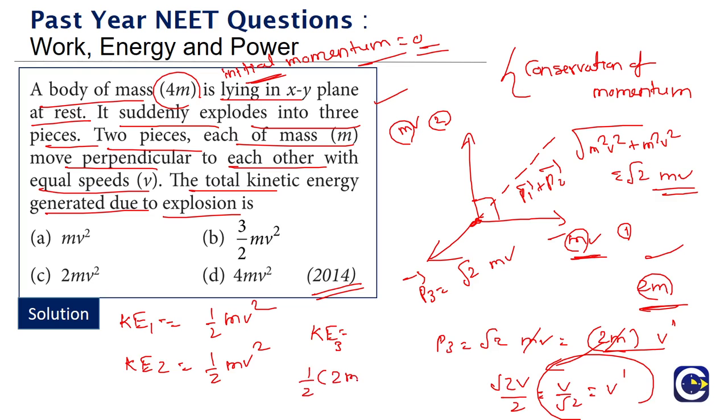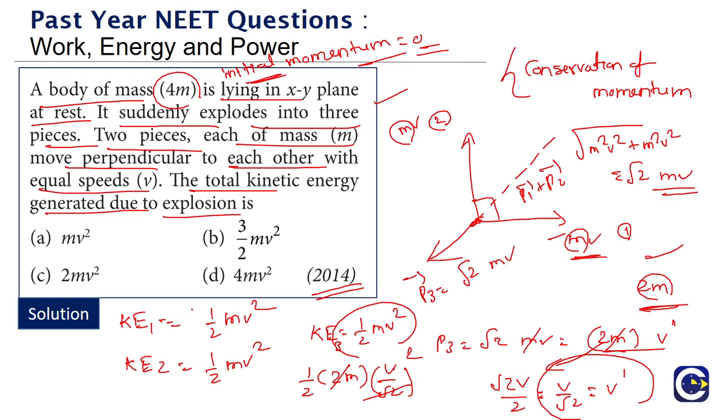So kinetic energy of the third particle will be half into its mass, which is 2m, into velocity square, which is v by root 2 the whole square. If you square it, it will be v square by 2. So 2 we can cancel. Then we'll essentially have half m v square. So numerically the third particle kinetic energy is also half m v square. They are asking what is the total kinetic energy generated due to the explosion.